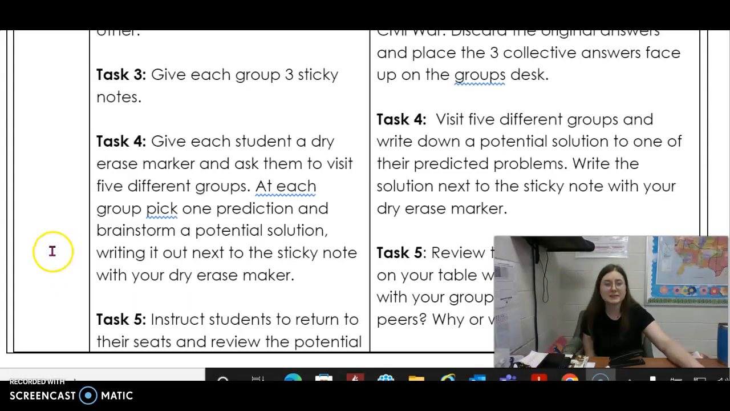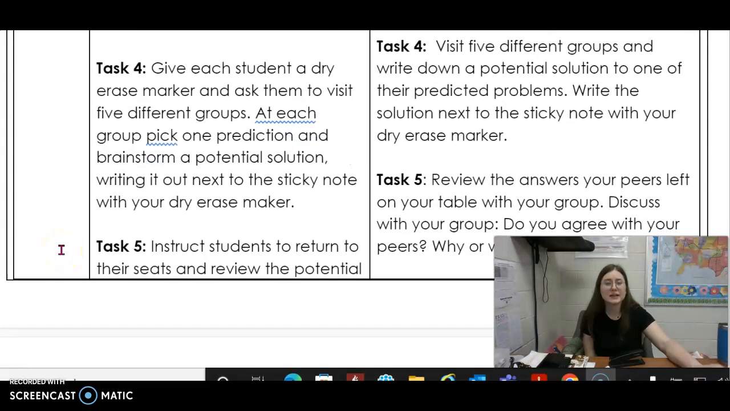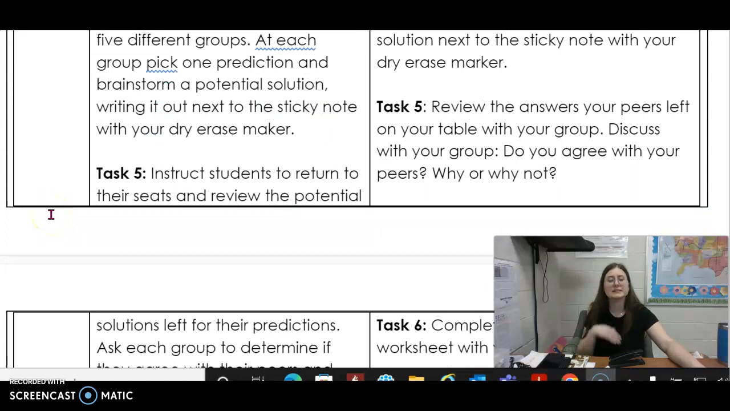After that, students are going to be asked to go back to their desk and they'll be invited to review the answers left by other group members on their desks. So the teacher, you're going to go ahead and ask the students to review the answers that are left and start a discussion with your table, asking, do you agree with the peers that left the response? Why or why not?